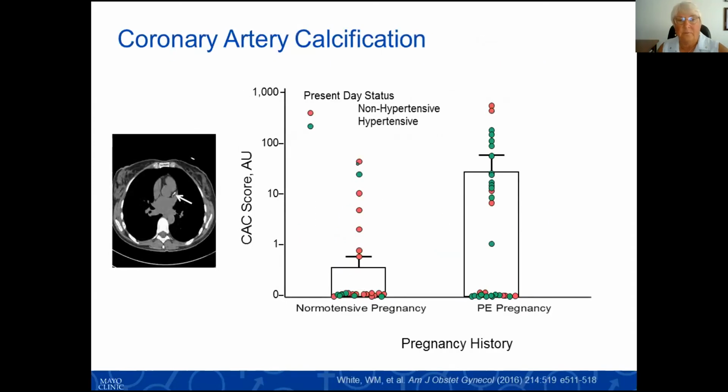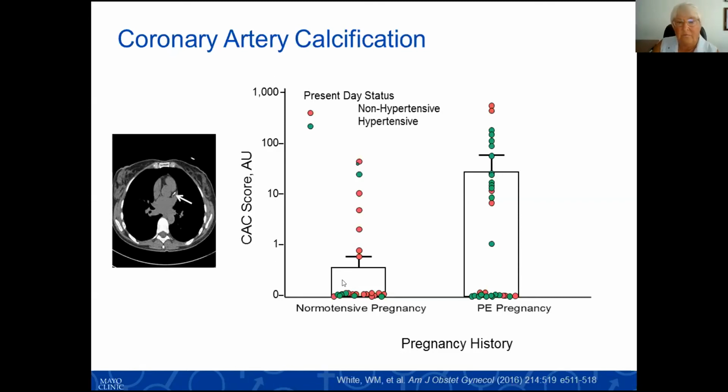I'll give you an example of this from our own work, where we looked at the presence of coronary calcification. This is a CT scan across the chest. This is the left coronary artery, and the white stuff is a big hunk of calcium sitting in there. Not a good thing. We looked at women who had normotensive pregnancies compared to those that had preeclamptic pregnancies, and if we differentiated between individuals that were hypertensive and non-hypertensive.